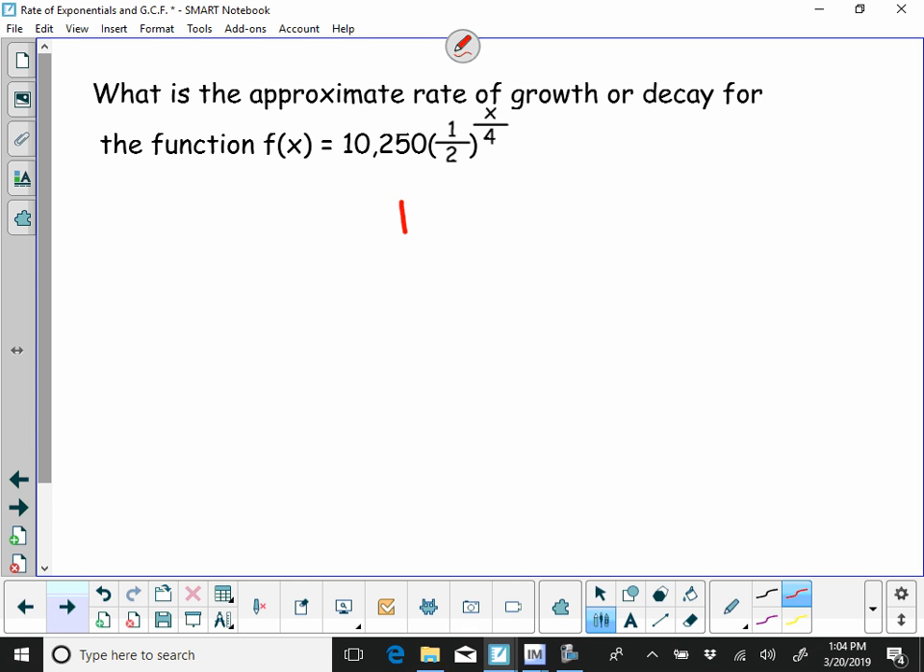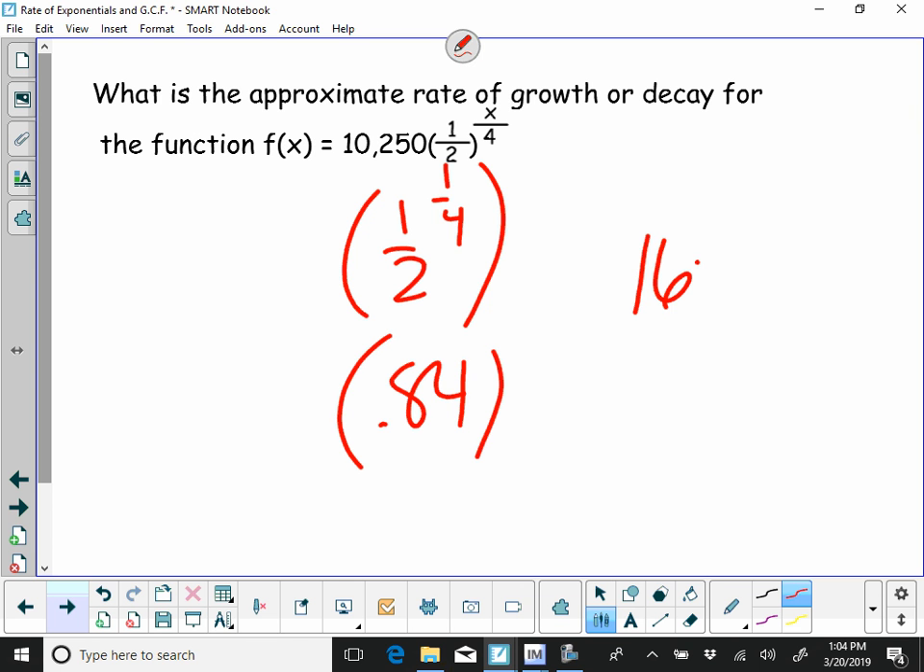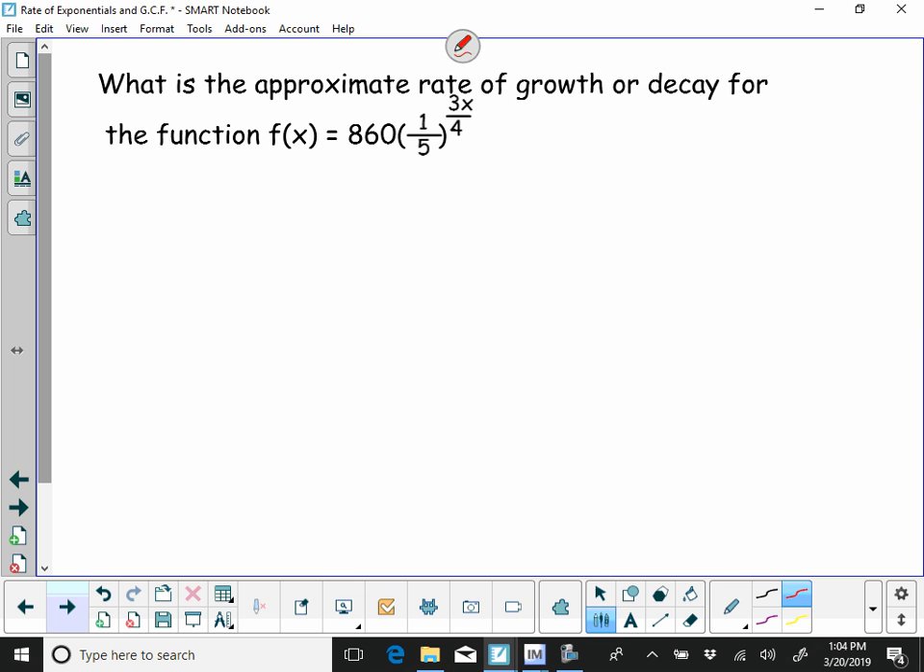It would have been 1/2 to the 1/4. What did that give us? 0.84? So that would be what? 16% decay. Okay, and then one more.